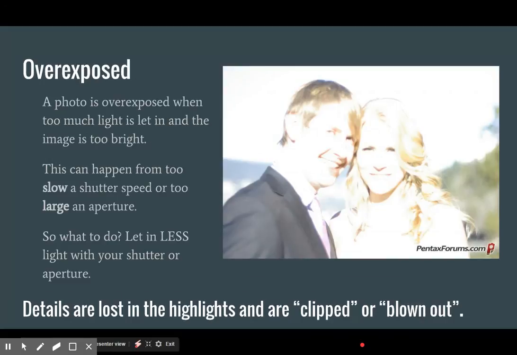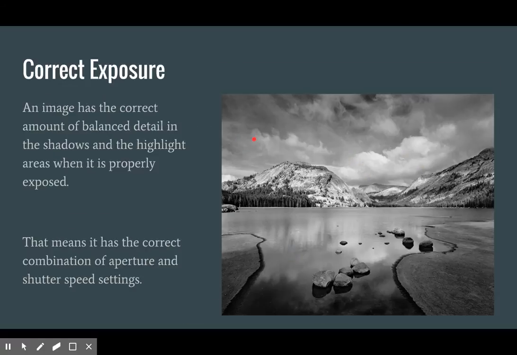Overexposed is the opposite, when you're letting in too much light and it's way too bright. It can happen from too slow a shutter speed or too large of an aperture, or a combination of both, most likely. So you want to cut the amount of light coming into your camera with either your shutter or your aperture. Details in the highlights here are all lost. They're clipped or blown out. We talk about clipped usually when we're looking at a histogram, or blown out, we can see we're just not getting any detail in these areas, just blown out white.